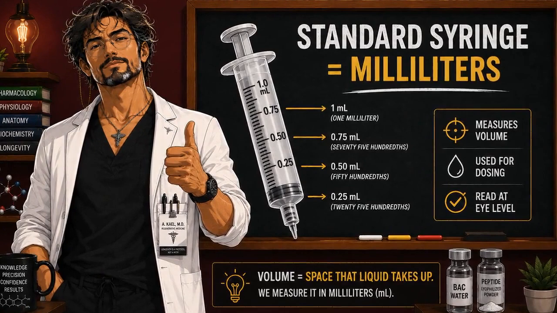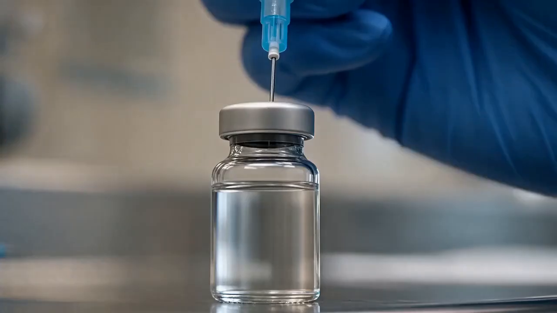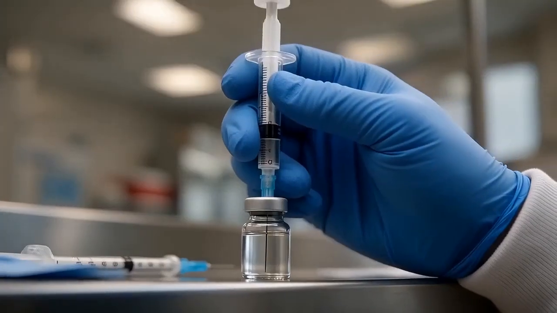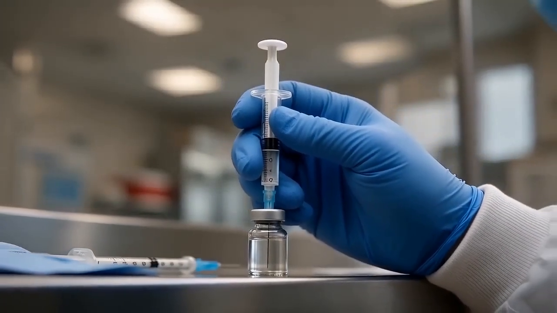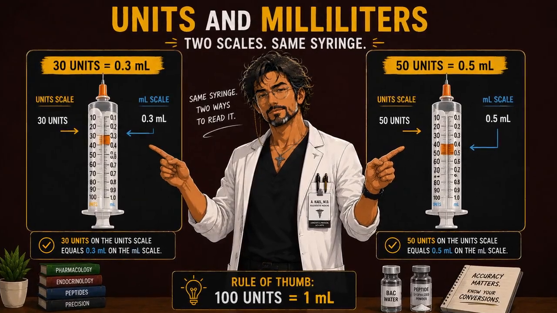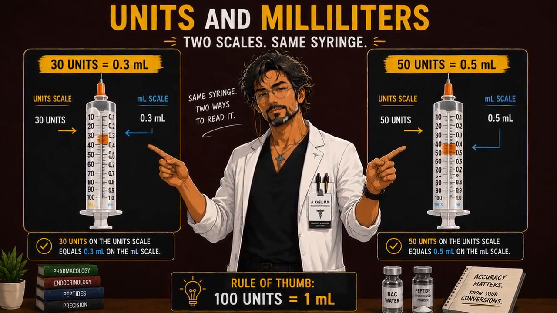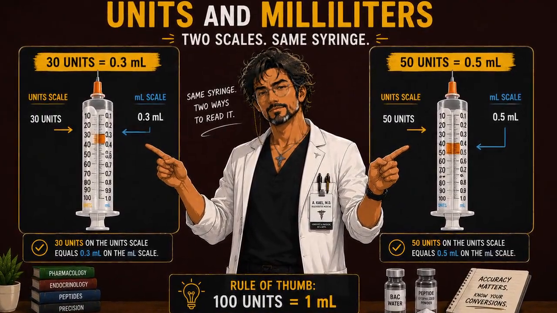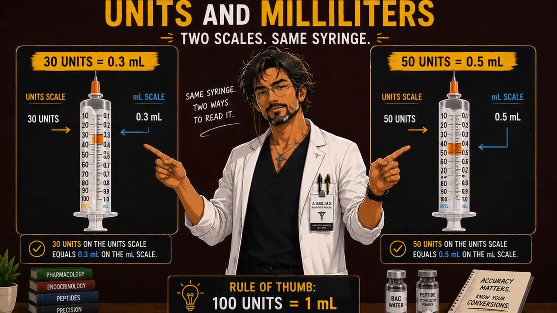And precision is the whole point when you're working with small doses. A big syringe gives you a rough estimate. An insulin syringe lets you actually be accurate. So when someone tells you they drew 30 units, they drew 0.3 milliliters. When someone says they drew 50 units, they drew half a milliliter. The language is interchangeable once you understand the relationship. Think of it like inches and centimeters. Same distance, different scale. One just gives you more granularity.